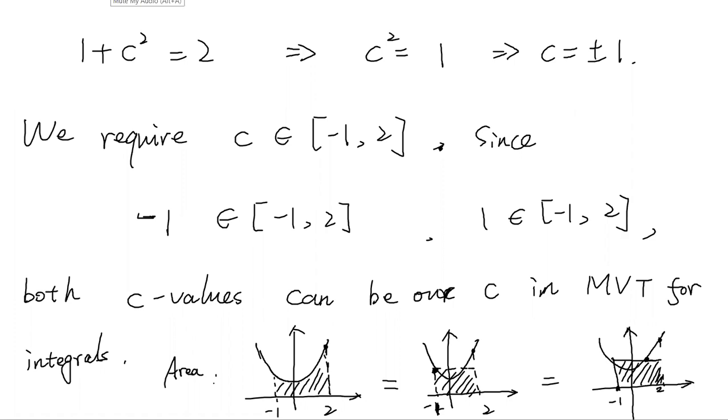Excuse me, I do have a quick question. Sure. It's just some notation that I've never seen before, but in the line that says we require c, what's the notation after c? Yeah, that's 'belongs to'. Okay, thank you so much. It just means c is a number between -1 and 2. Okay, thank you.